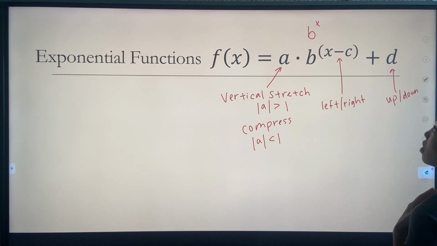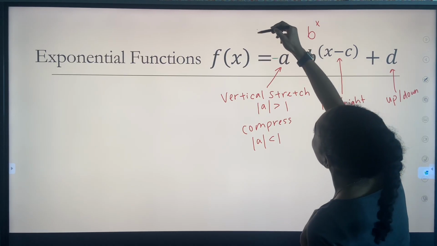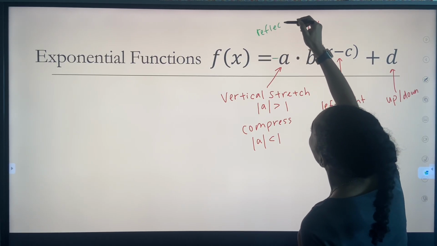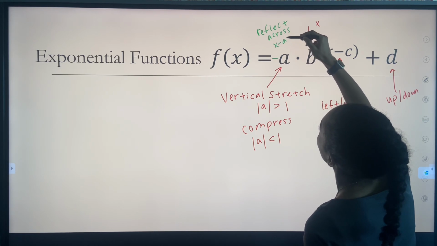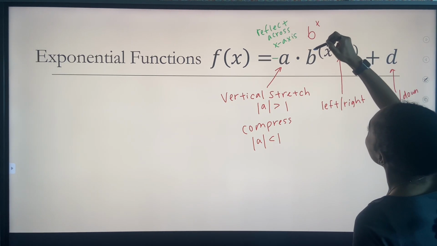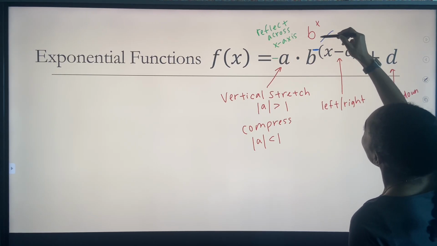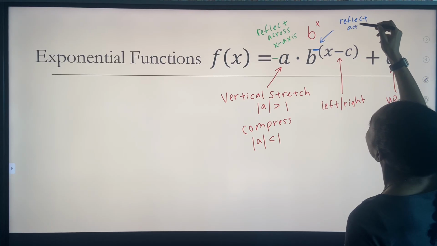Also, if you have a negative in the very front, that means your graph will reflect across the x-axis. But if your negative is back here, that means it will reflect across the y-axis.